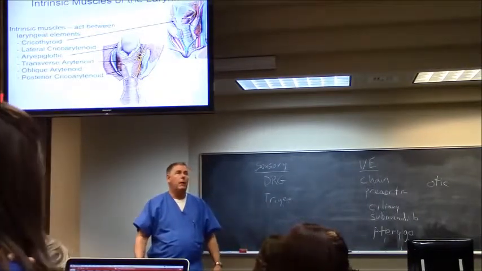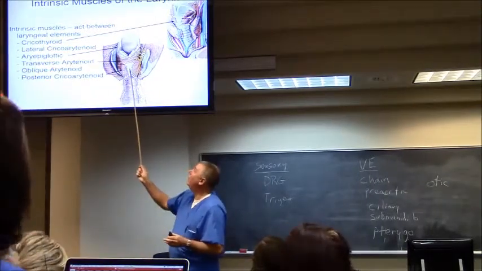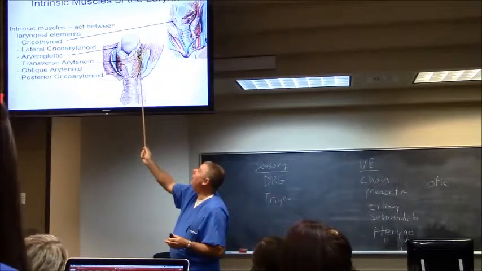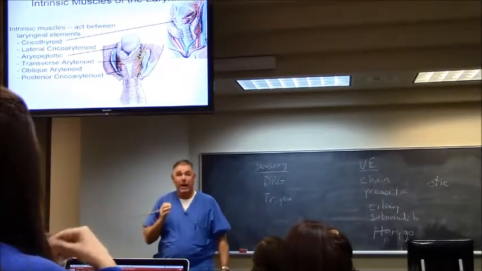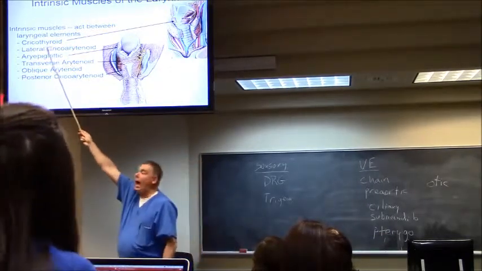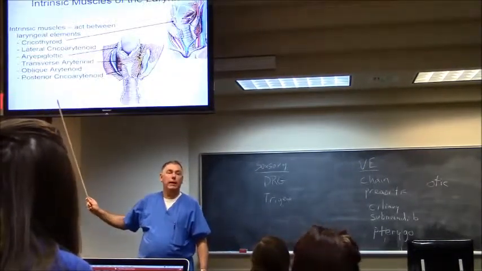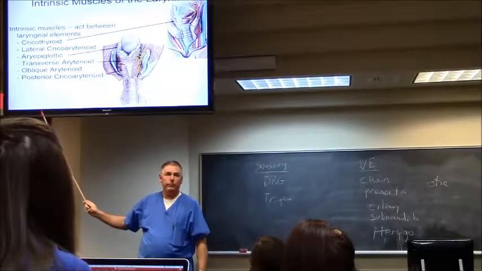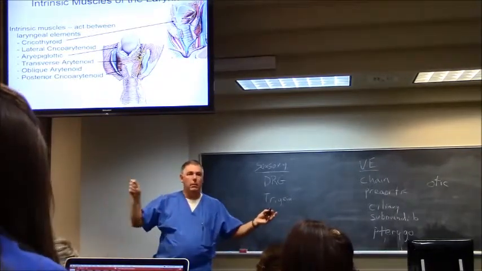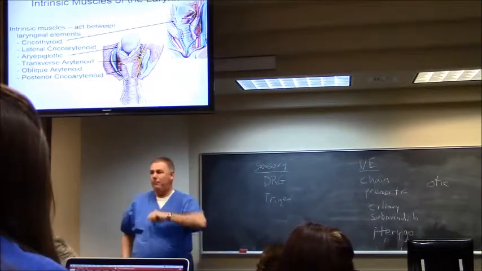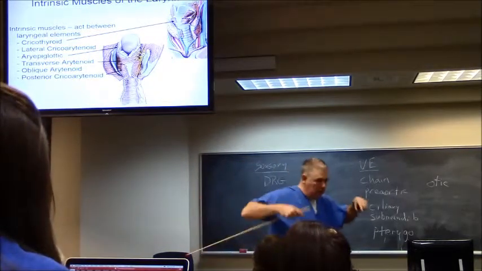So, now, underneath the mucosa, here's the cricoid, there are the arytenoids, there are the epiglottic fold. Underneath the mucosa, there are muscles. And you have a whole bunch of muscles that act on the vocal folds. Those are the extrinsic muscles. These are the intrinsic muscles of the larynx. They're all innervated by what nerve? The vagus. Specifically, what branch of the vagus? Recurrent laryngeal.